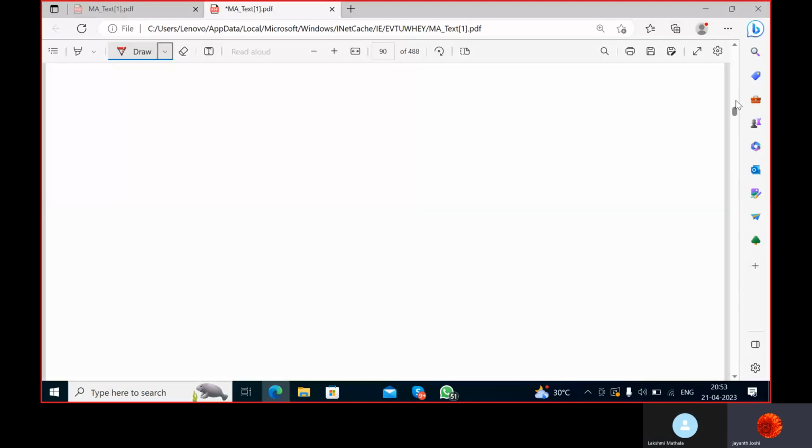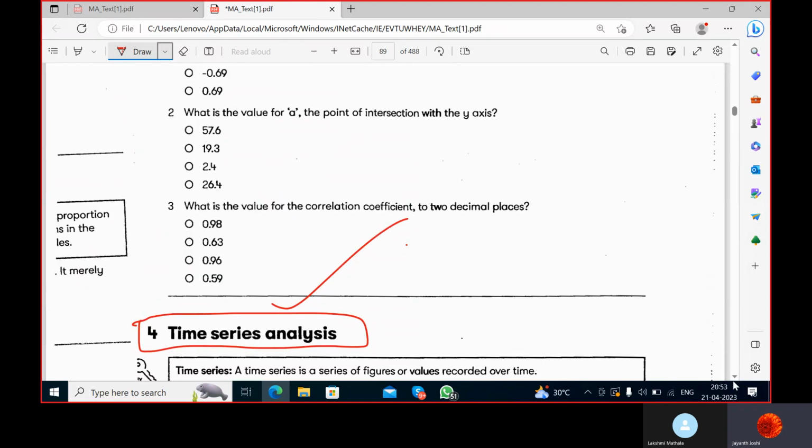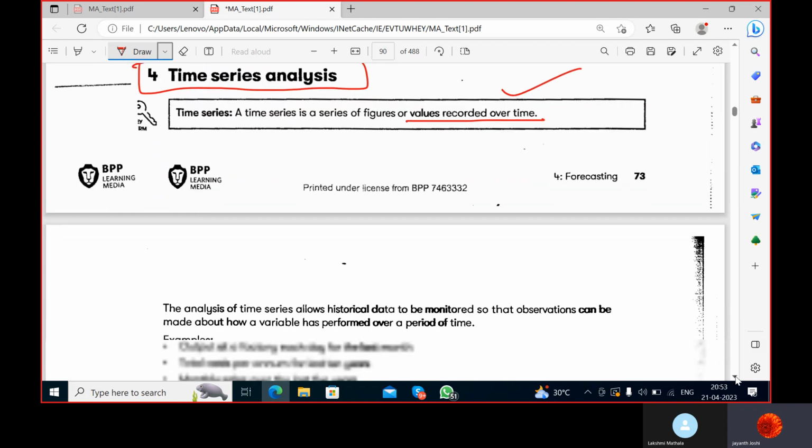Okay, let's see. Time is there, so let's take up at least 10 minutes. No problem, let's take time series. A time series is a series of figures or values recorded over time. Like previous 5 years, you may do some activity every year, and you see the trend. You are recording the values over the years, and those values you can use for future forecasting or analysis, correct?